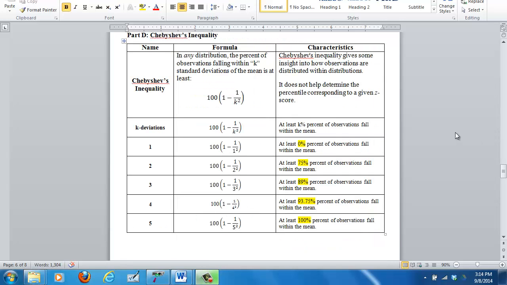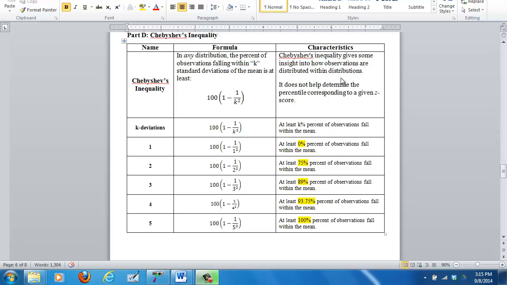The final term or theorem that we need to take a look at is Chebyshev's inequality, and it says that in any distribution the percent of observations falling within k standard deviations of the mean is at least 100 times the quantity 1 minus 1 over k squared. So if you think about Chebyshev's inequality, it gives us some insight into how observations are distributed within the distribution. It does not help determine the percentile corresponding to a given z-score. So it's not going to give us a percentile, it's just telling us how many are going to be within that many deviations of the mean.